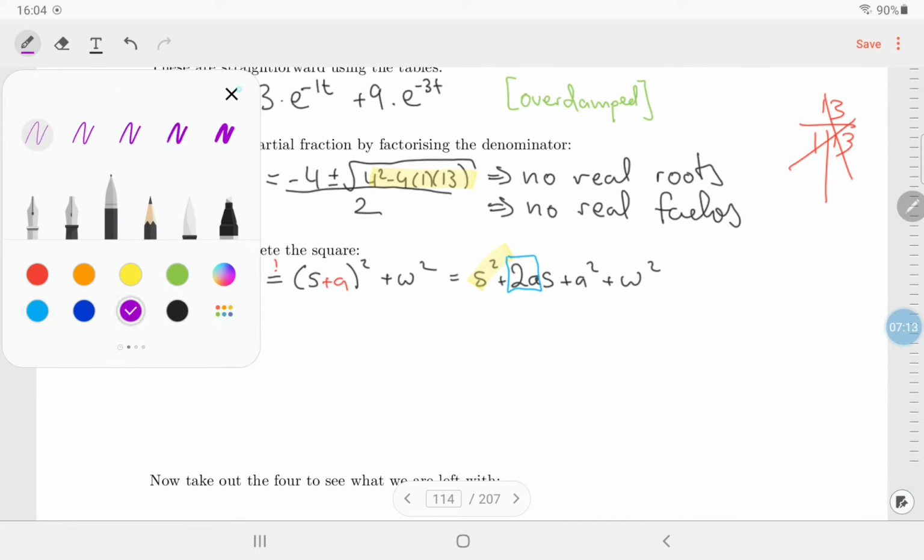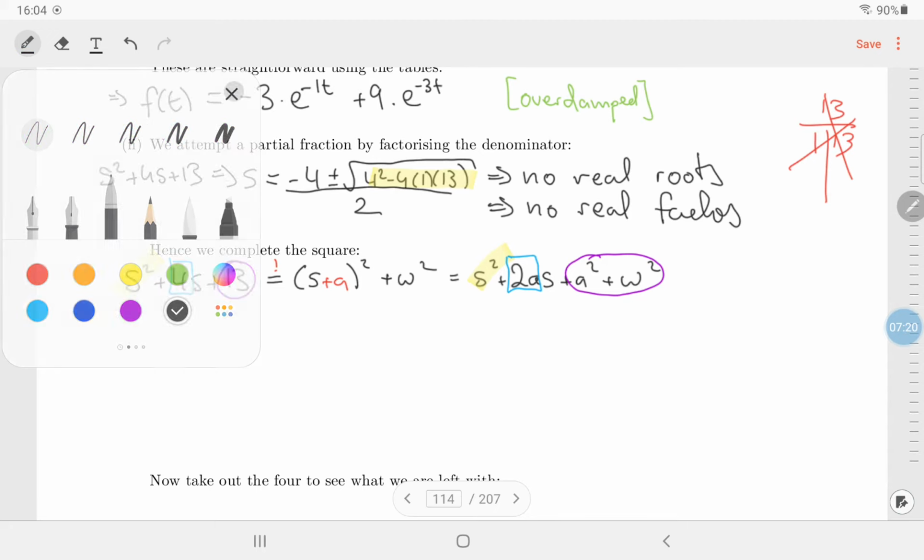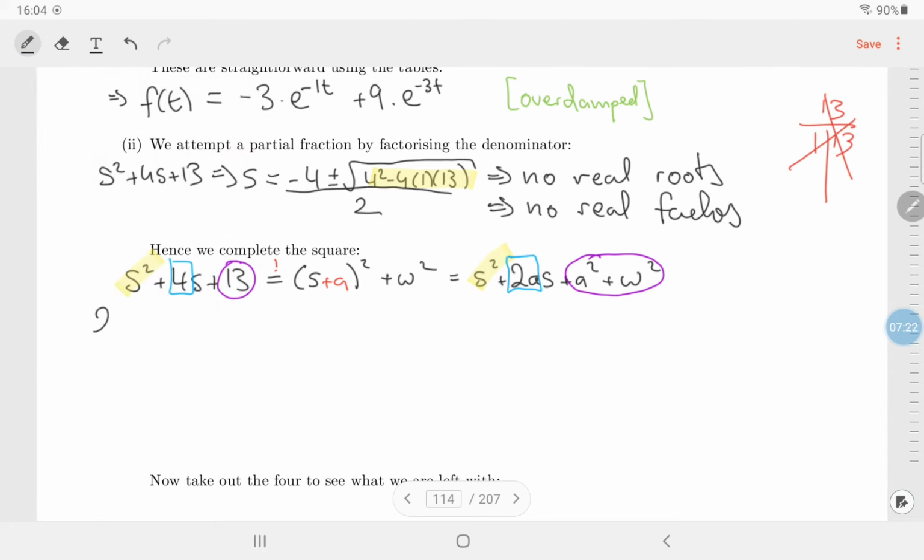And let's look at the constants. So I have 13 here and a squared plus omega squared here. So we're talking 2a is equal to 4. Okay, divide both sides by 2, I get a is equal to 2. And then over the other side, we have a squared plus omega squared is equal to 13. A is equal to 2, so that's 4 plus omega squared is equal to 13. Take away the 4 from both sides, omega squared is equal to 9.